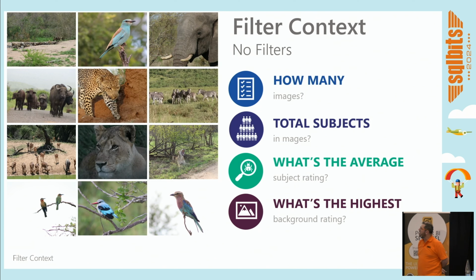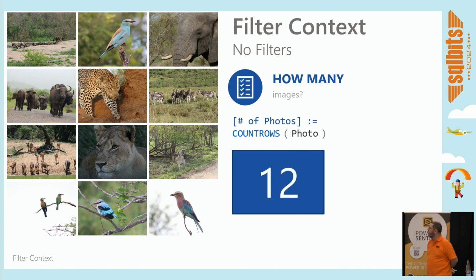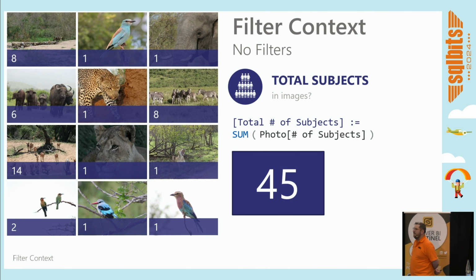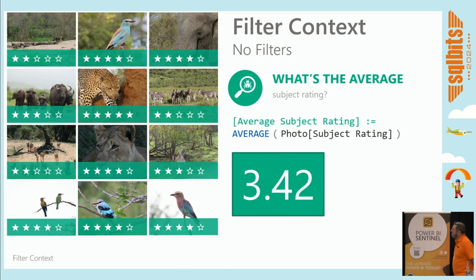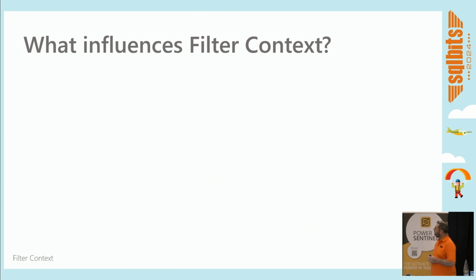So if I have no filters on my data set, and I try some of these measures that we're talking about, how many images do we have? Well, we count them, 12. How many total subjects do we have? We get the column that we need to sum up, and we sum up the values in that column, bring back 45, okay? We don't actually have to spend any time looking at them. This is, I hope, fairly intuitive, and everyone kind of understands what's going on here, okay?